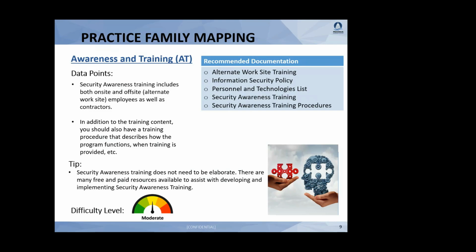Now, one thing that people often miss with the documentation for awareness and training is that not only do you have to have training content, but you also have to have training procedures that describe how your training program is functioning, how it works. When is training provided? Who is training provided to? What does the training contain? Those kind of things. So you want to make sure that you have some type of procedure that talks about how your training program actually works.